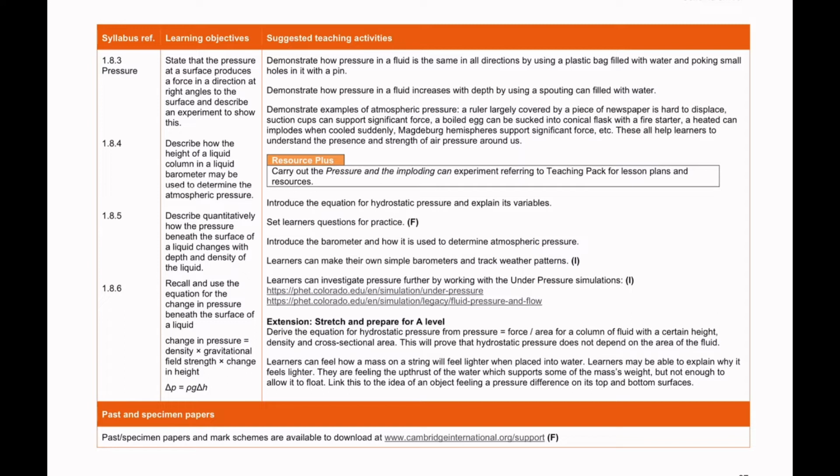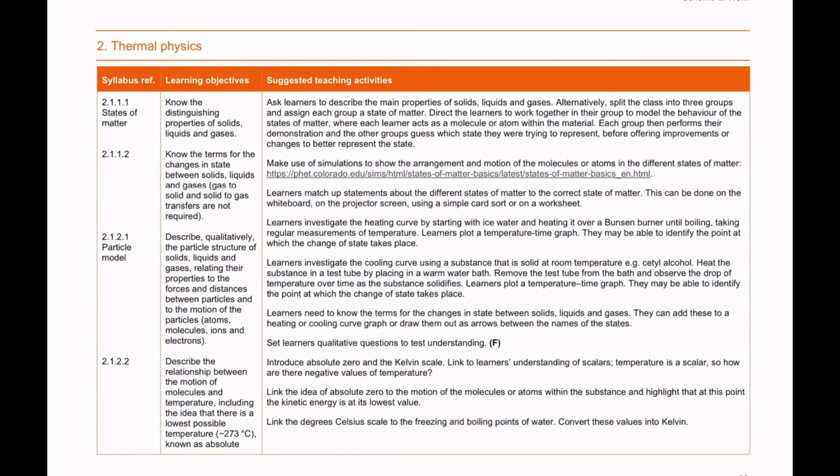1.8.4 Describe how the height of a liquid column in a liquid barometer may be used to determine the atmospheric pressure. Describe quantitatively how the pressure beneath the surface of a liquid changes with depth and density of the liquid. Recall and use the equation for change in pressure beneath the surface of a liquid: change in pressure is equal to density times gravitational field strength times change in height, or change in P = ρgh.